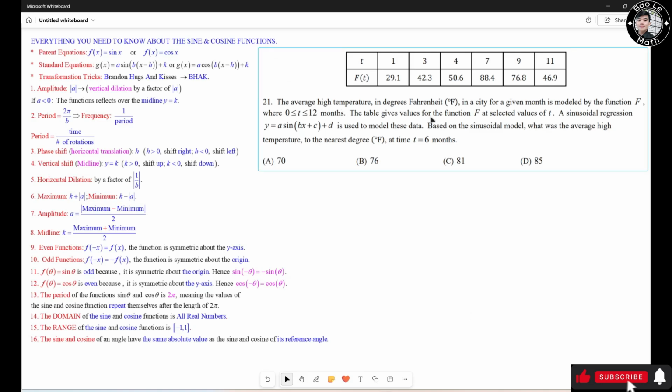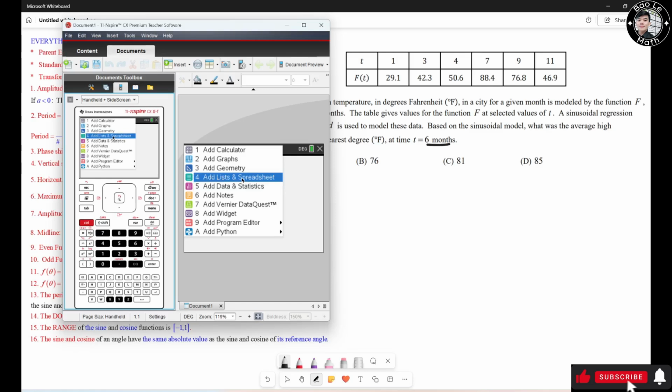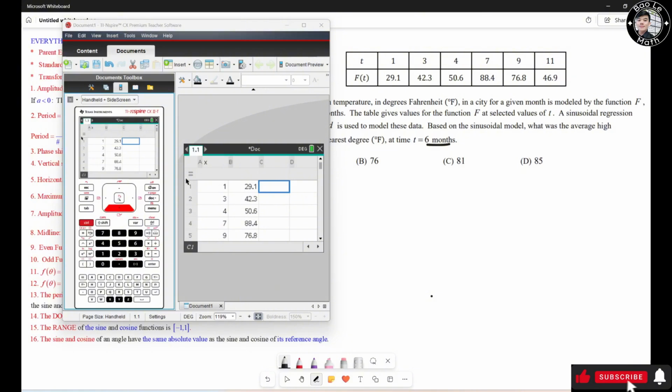Alright, so given a table of data right here, we need to use a calculator to find the sinusoidal regression. And then we need to determine the value of the temperature when time t equals 6 months. So we're going to bring up the TI-Nspire calculator. Add Lists and Spreadsheet right here, number 4. And then you just input the values, right?